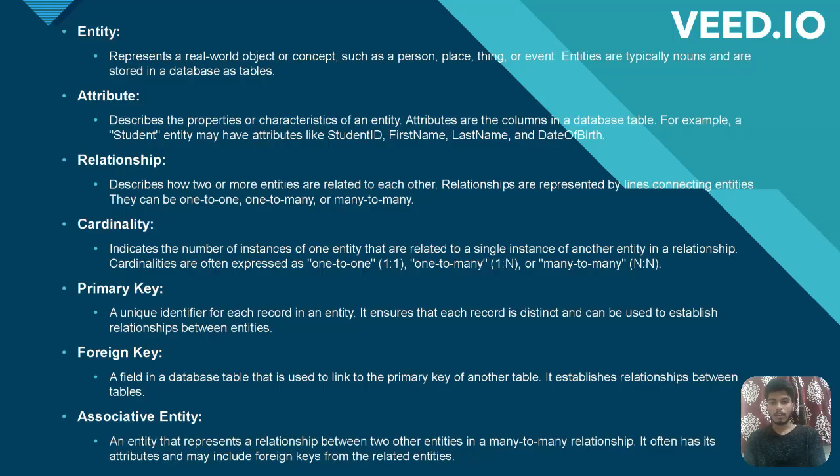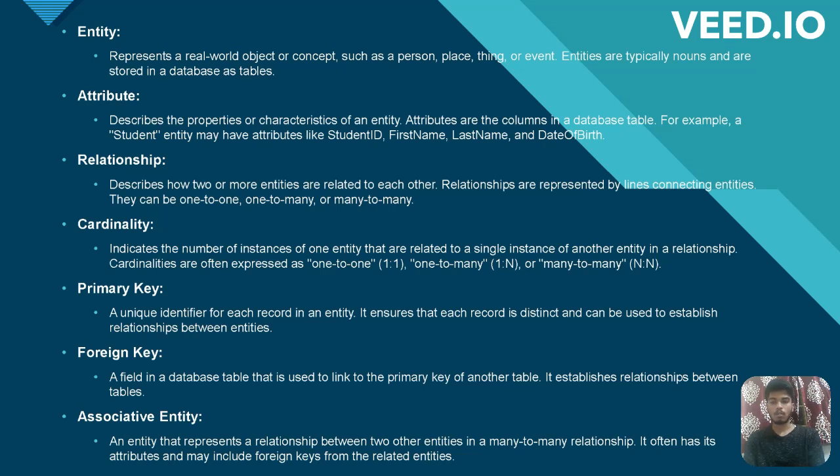We can see what is entity. Entity definition: it represents a real-world object or concept such as person, place, thing, or event. Entities are typically nouns and are stored in a database as tables. Attributes describe the properties or characteristics of an entity. Attributes are the columns in a database table. For example, a student entity may have attributes like student ID, first name, last name, middle name, date of birth, etc. We can see about the relationship.